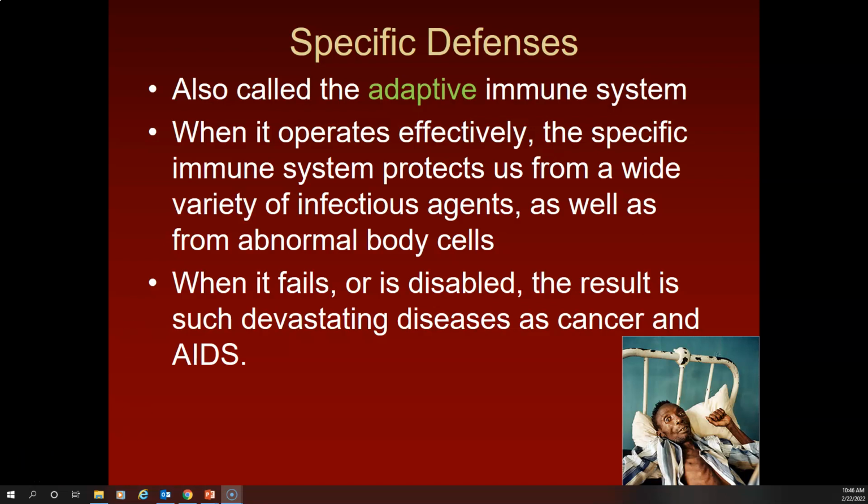I also like that it's called specific because what it tells you is you have a specific army of cells that will fight E. coli differently from how you will fight Salmonella. Salmonella has its own specific army. So you have specific armies to fight specific pathogens. That's what the term specific essentially is going to mean for you here.